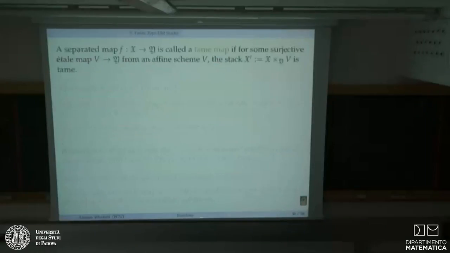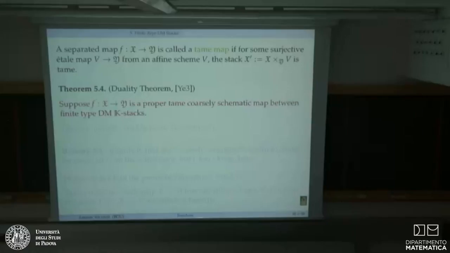So this we also can make relative. So a tame map between stacks is such that for a suitable affine atlas V to Y, the corresponding base change stack is tame. This is independent of the resolution. It can be calculated, in other words. And the duality theorem says that if all three conditions hold, if F is a proper tame coarsely schematic map between Deligne-Mumford stacks, then the ind-rigid trace actually induces duality in the formula that I gave in the scheme case.